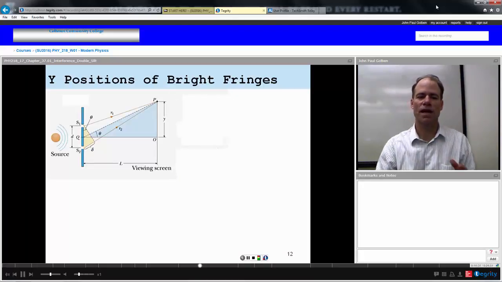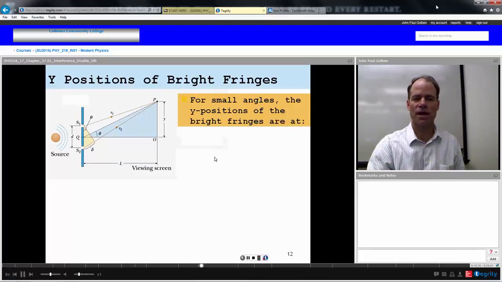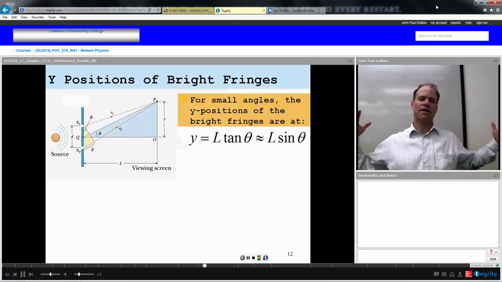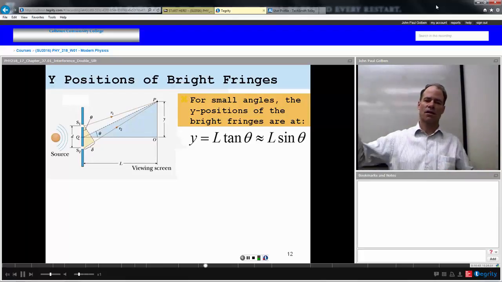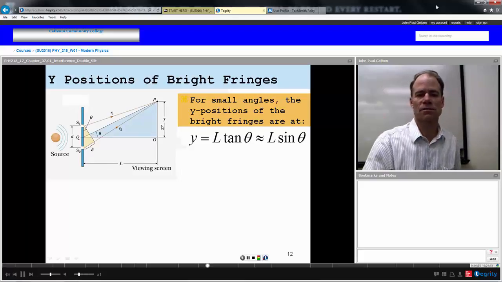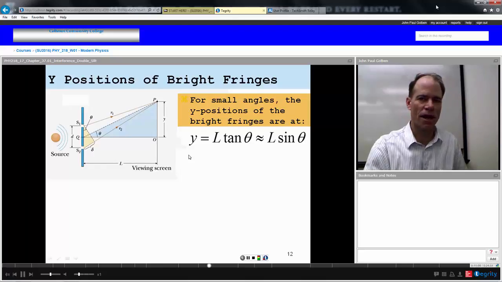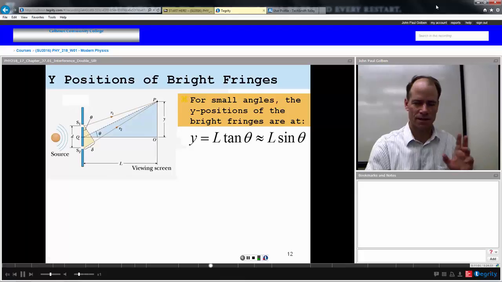We can also locate the Y position of these bright fringes by looking at the geometry of these triangles. And we would see, at least for small angles, and every time these thetas are going to be really small because the length L is going to be really large, and our position of the fringes on the screen is going to be small in comparison. So this distance Y is going to be equal to L tangent theta. But for small angles, the tangent of theta is approximately equal to the sine of theta, at least in radians.